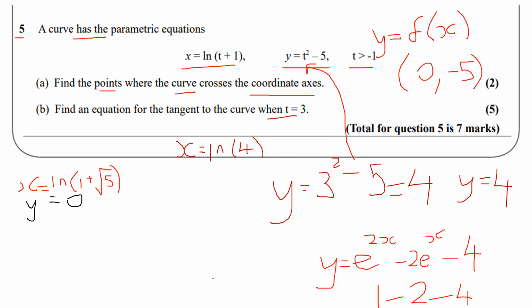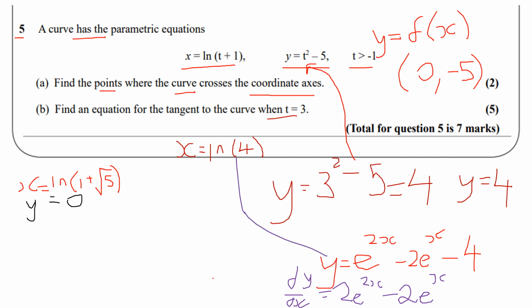Okay, I'm now going to differentiate my Cartesian equation, so y equals f of x. So dy by dx. Differentiating e to the 2x, I'm going to have 2e to the 2x. And then differentiating minus 2e to the x goes to minus 2e to the x. Remember that e to the x differentiates to e to the x. If it's e to the power of ax, then the power comes down as a multiplier. So if it's e to the ax, then it becomes ae to the ax.